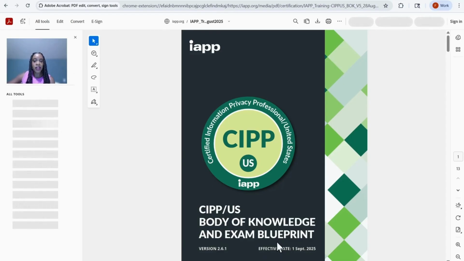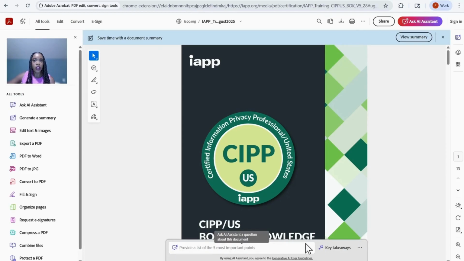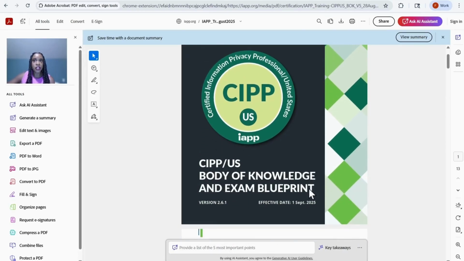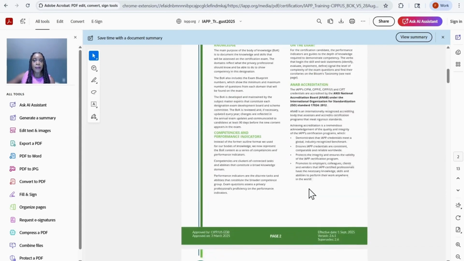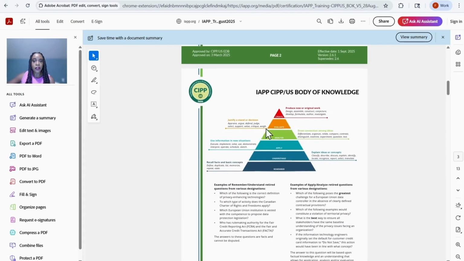So you can see the effective date for this particular body of knowledge is 1st of September 2025. When you're creating your schedule, make sure that you have the correct body of knowledge, because they do change these exams regularly. If you're brand new, it might be useful for you to read this section here about the types of questions that you might encounter and how it's going to be worded during the exam.